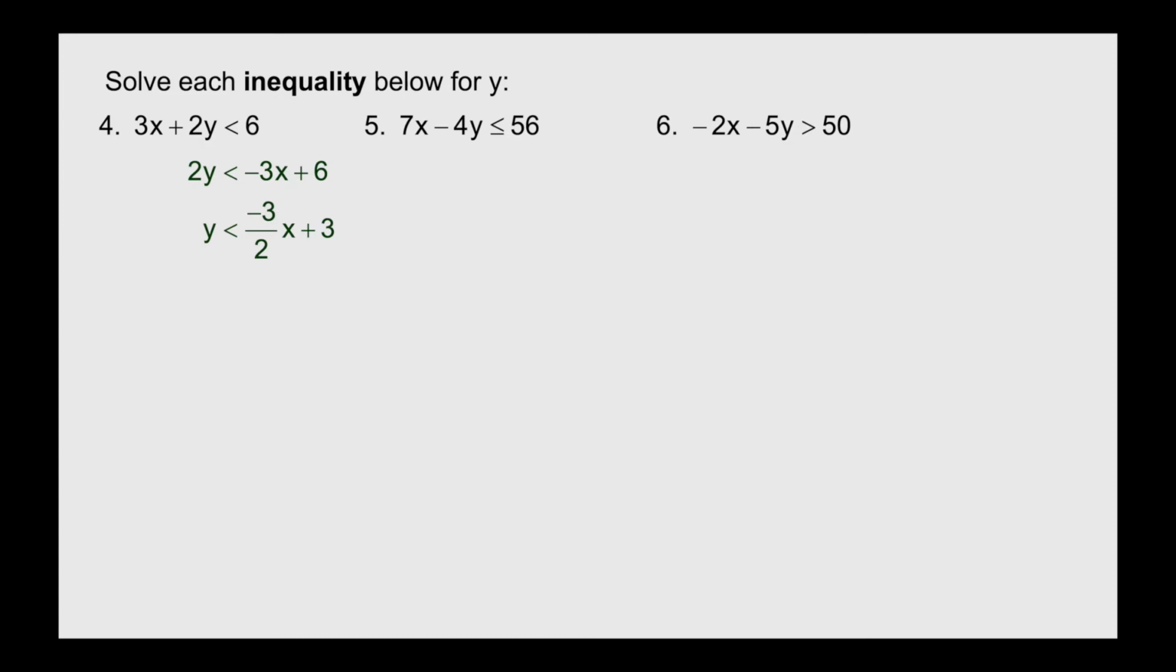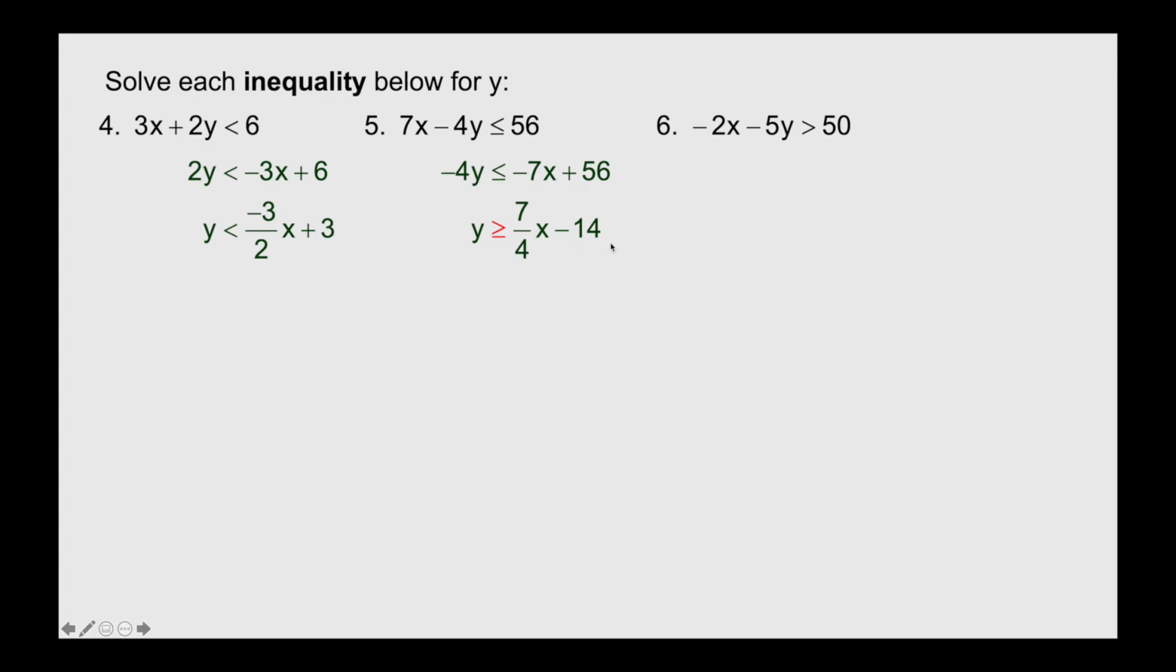For number 5, I would start by subtracting 7x on each side, giving me negative 4y is less than or equal to negative 7x plus 56. Then I would divide everything through by negative 4. That is going to flip the direction of the inequality, giving me y is greater than or equal to 7/4 x minus 14.